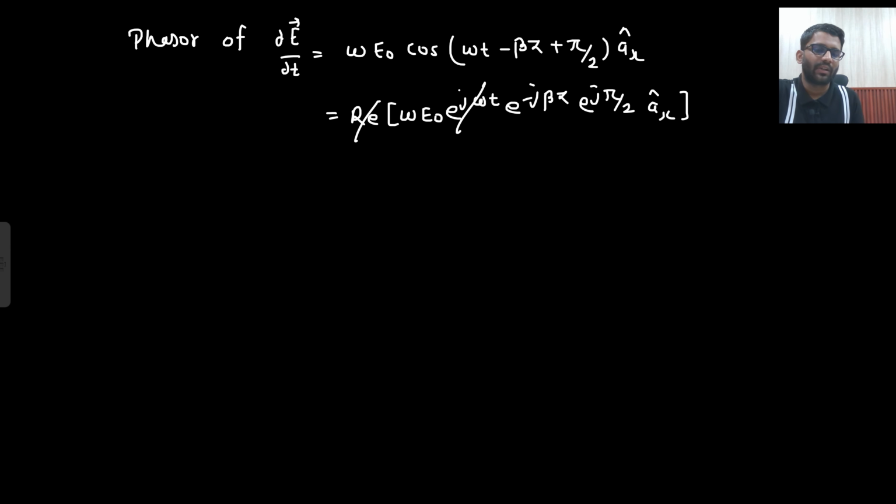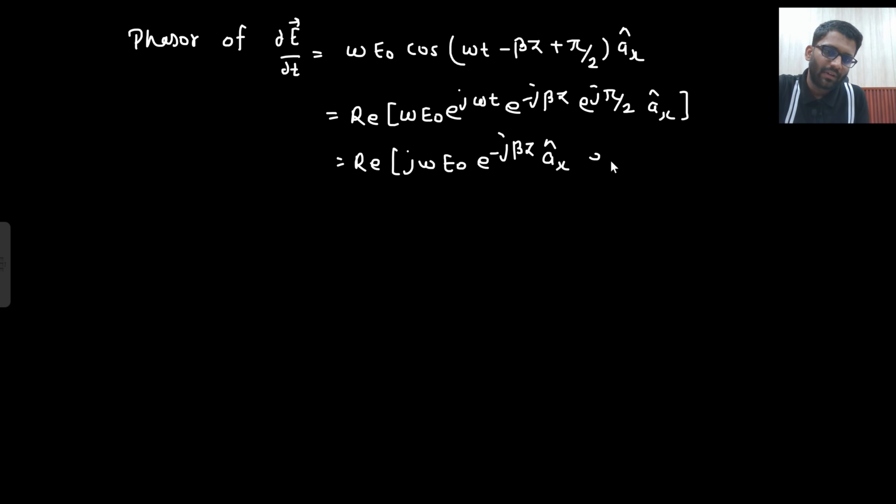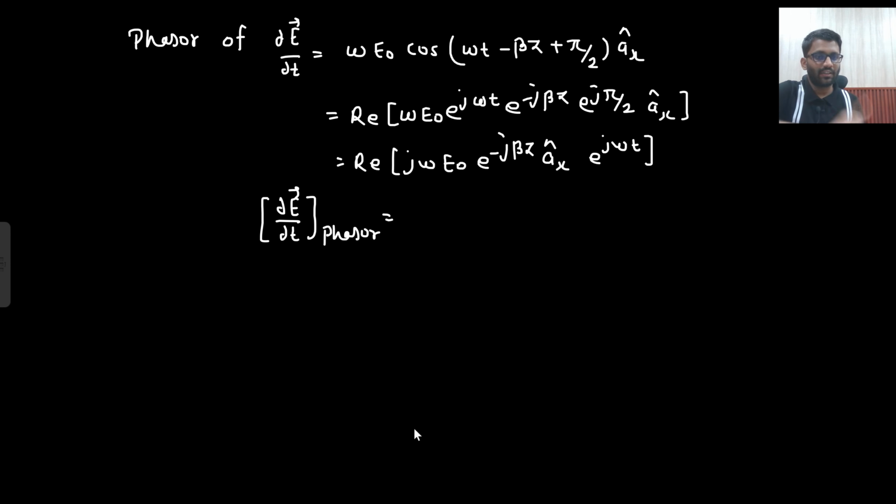So what do I need to suppress? Real and e to the power j omega t. This is what I need to suppress. E to the power j pi by 2, what will it make? j. So let's write down one more step: j omega E naught e to the power minus j beta z ax cap e to the power j omega t. So from here, if I get the phasor, what am I getting? The phasor of del E by del t is j omega E naught e to the power minus j beta z ax cap.